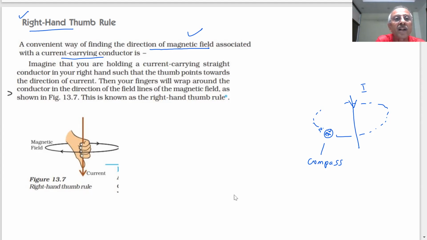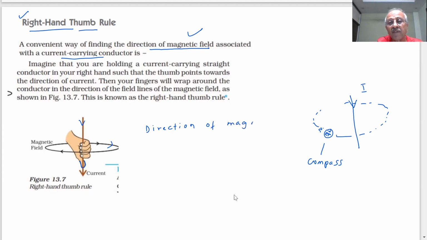So, right hand thumb rule. Here, this is the current moving in this direction. This is the direction of the current. This is my thumb, pointing toward the direction of the current. And now the fingers are pointing which way? They are curling like this. So that is the direction of the magnetic field.